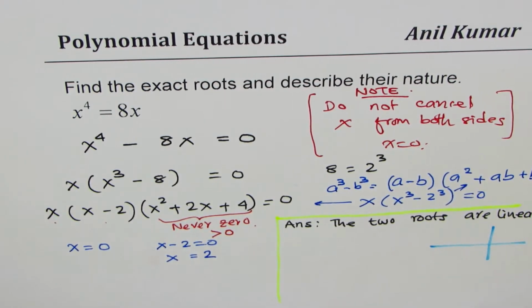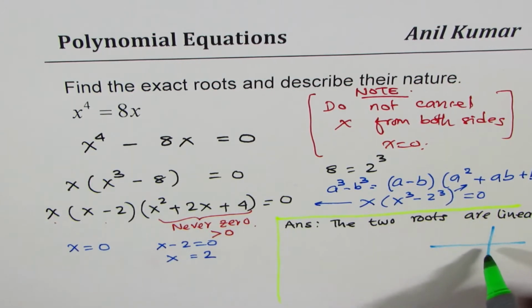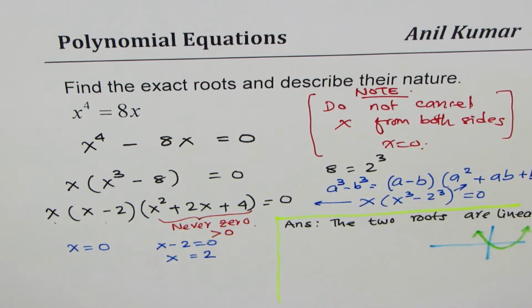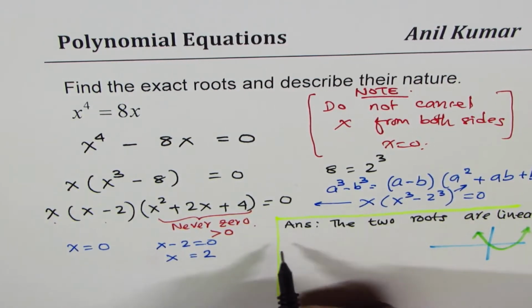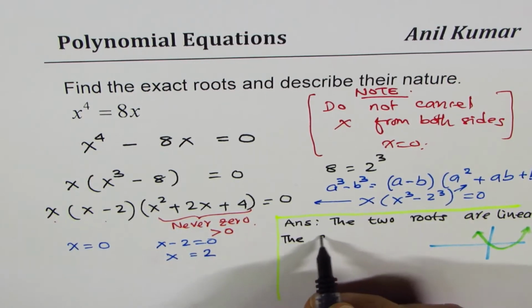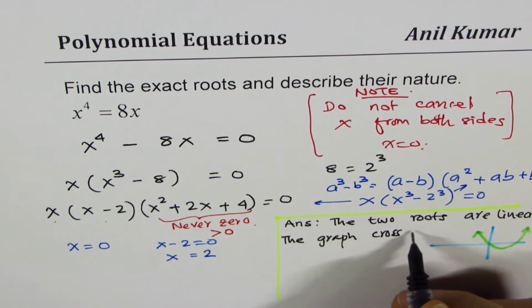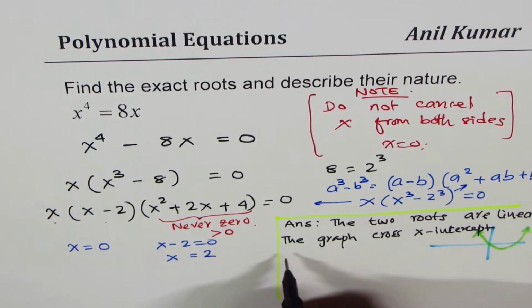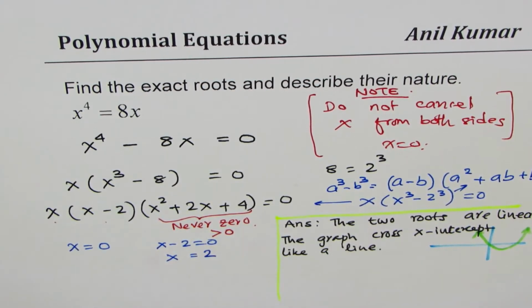So what we have here is two particular roots, degree 4. The function will go through 0 and something like this. So the two roots are linear. The graph crosses the x-intercept like a line. So when you say linear, that means their order is 1, right?